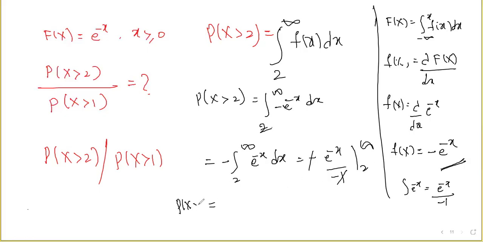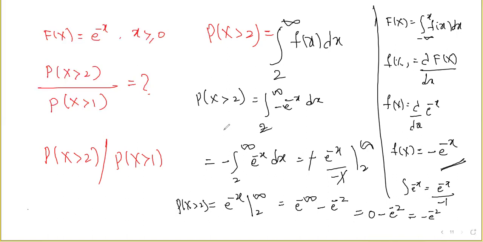So probability greater than 2 is equal to e power minus x itself, from 2 to infinity. When we insert infinity, first the upper limit, e power minus infinity, minus the lower limit, e power minus 2. We know that e power minus infinity will be 0, right? So it is 0 minus e power minus 2. Clear or not? This is nothing but minus e power minus 2. This is the probability X greater than 2.